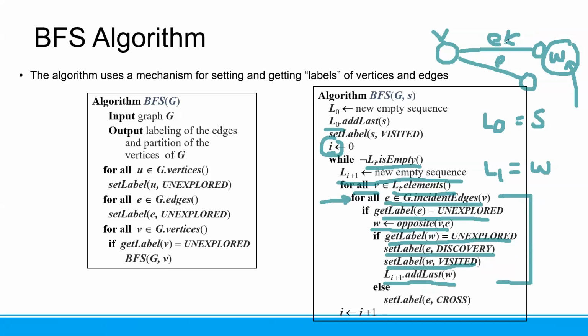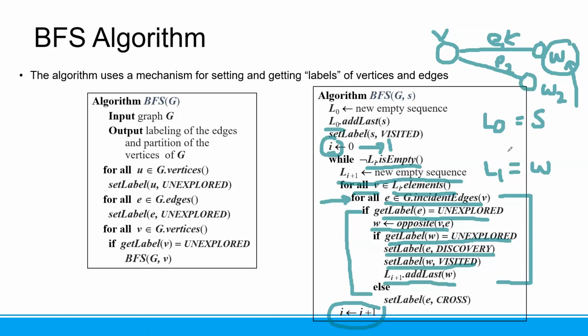After we have E, we have the next edge, for example E2, and let's say we have another vertex, W2. So we will do this repeatedly for all the vertices. If we finish with this one, then i will be increased by 1.